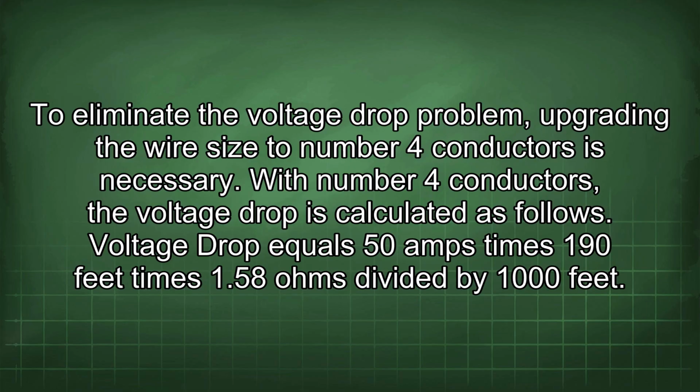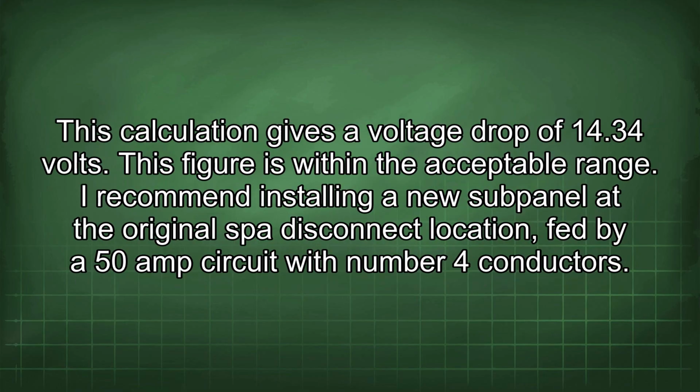To eliminate the voltage drop problem, upgrading the wire size to number 4 conductors is necessary. With number 4 conductors, the voltage drop is calculated as follows. Voltage drop equals 50 amps times 190 feet times 1.58 ohms divided by 1000 feet. This calculation gives a voltage drop of 14.34 volts. This figure is within the acceptable range.